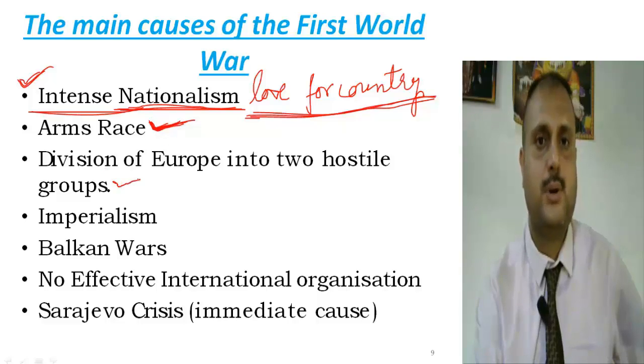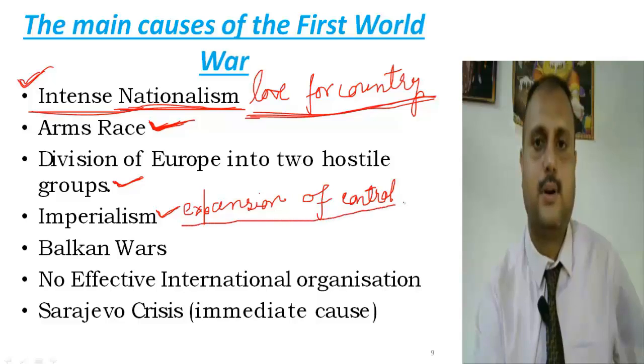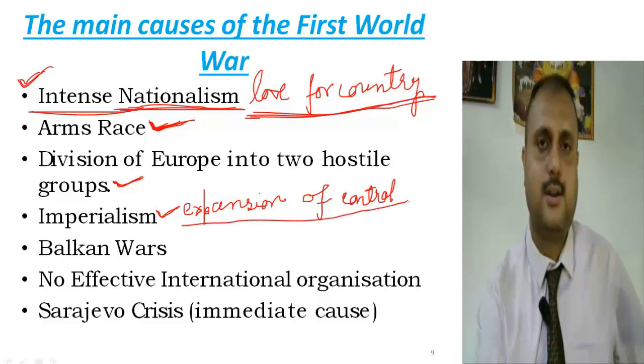Next, division of Europe into two hostile groups, the Triple Alliance and Triple Entente. We have just studied this. The third one is imperialism. What is the meaning of imperialism? Imperialism means expansion of state control over another country. Suppose a country's control and power is extended to another country's territory. That is called imperialism.